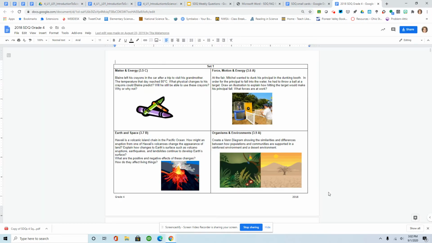So let's just take a look at what an SDQ page looks like. We no longer call them weeks, we now call them sets. And the expectation is that you would do 1 of these questions a week for the first semester, possibly 2.